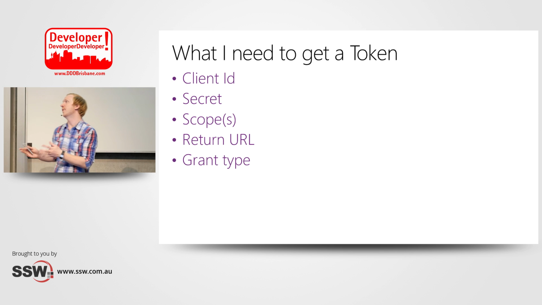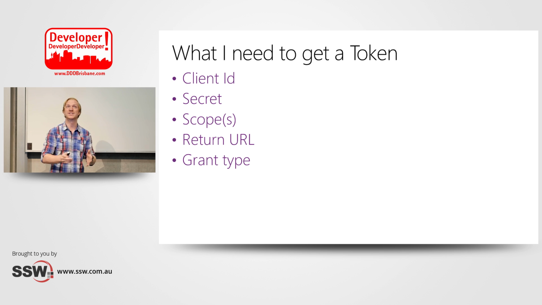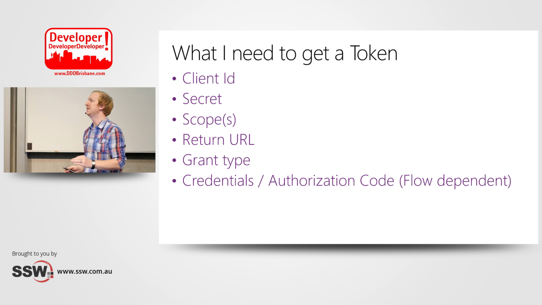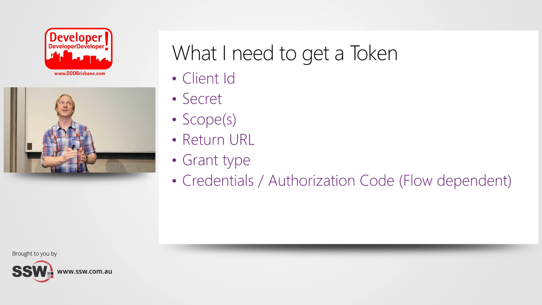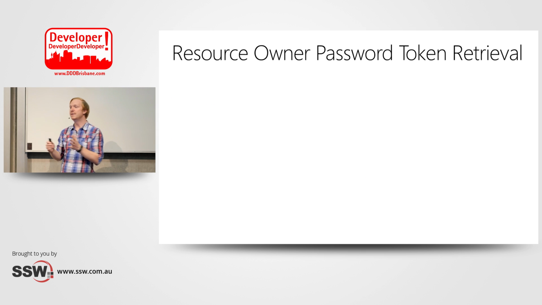And we need to know which kind of grant you're using. You can use password grant, or you can use authorization code or implicit. So we need to know which type of grant we're going to look at, and if that's allowed for your client. Depending on the flow, you might send off your client credentials, you might send off the authorization code, you might send off resource owner's username and password. So that's the flow that we're going to use.